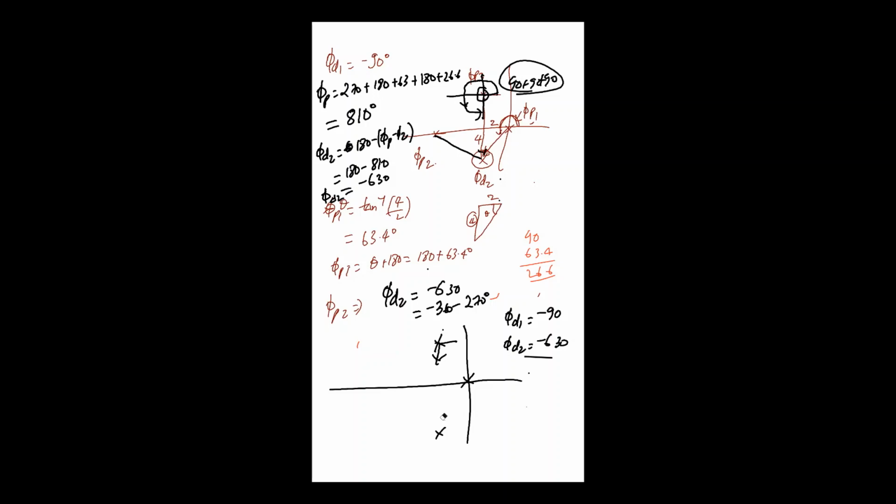Sir, do we have to show the calculation for phi d2? That is what I'm telling you. This is for your understanding purpose. There is no need to calculate phi d2. It can be the mirror image of phi d1. This phi d1 we have already calculated, which is minus 90. So the angle of departure for this pole, let us suppose this is our pole, is minus 90 degrees.